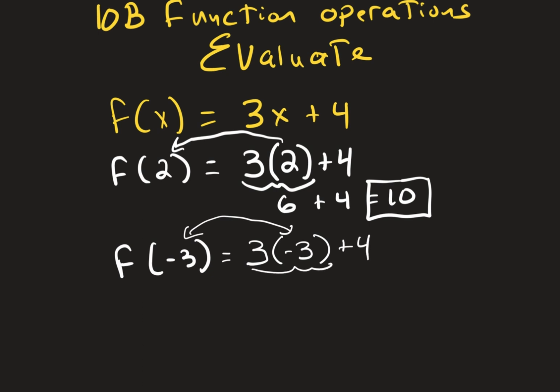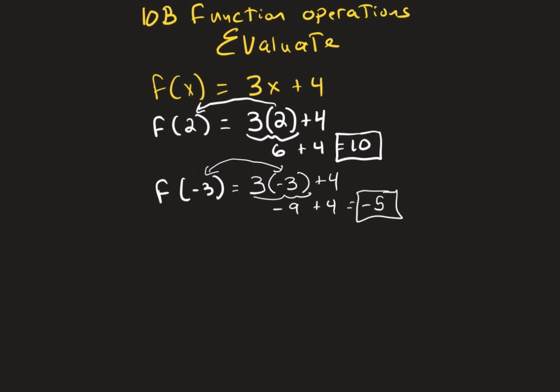Follow order of operations. 3 times negative 3 is negative 9. Negative 9 plus 4 is negative 5. That's your solution, and you move on. Okay. It's evaluating functions. And again, it doesn't matter what I put in there.